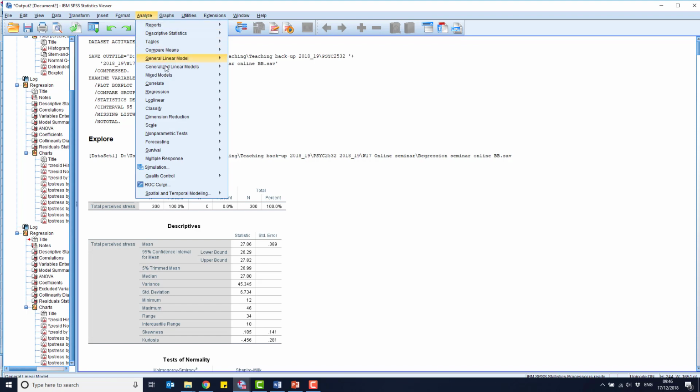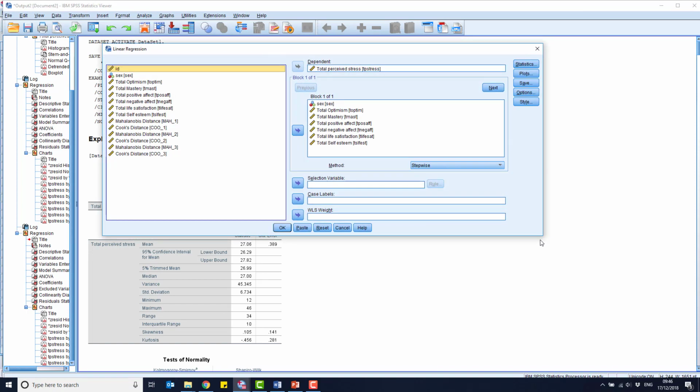I'm just going to use this to demonstrate it really. So regression, linear again. We're leaving all of these things. This was our default options, but what I'm actually going to do is put that back to enter so that it will add in each block the variables simultaneously. I'm going to put these back across. I want to look at optimism and mastery first, and then in my next block I'm going to take everything else. I'm going to leave all the default options as they were. I'm going to click OK.